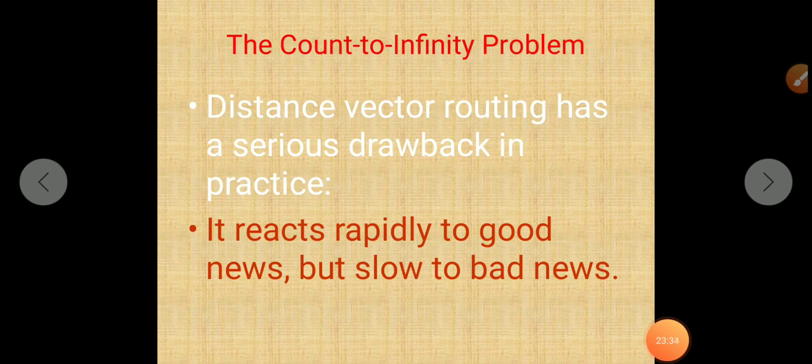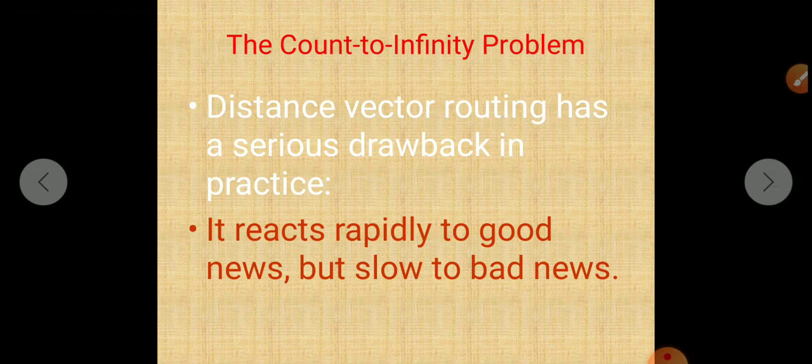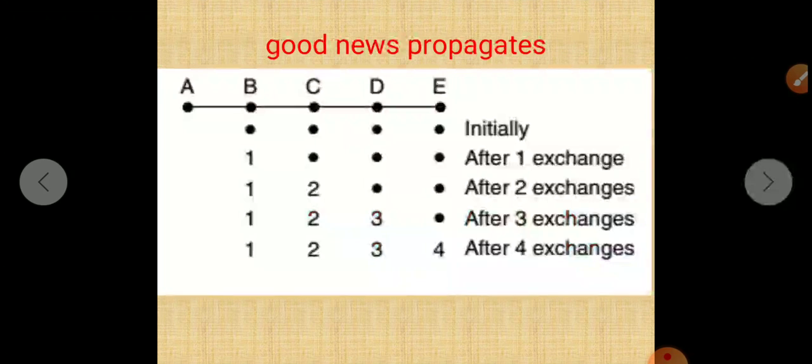Now the count to infinity problem, this will be the serious problem in the distance vector routing table. So what is the serious problem? We'll see now. The distance vector table has a serious drawback in practice. So what is this practical problem? It reacts rapidly to the good news, but slowly to the bad news. This is the point they have mentioned.